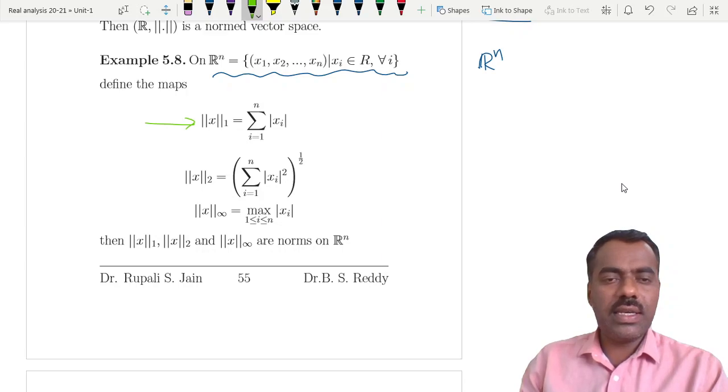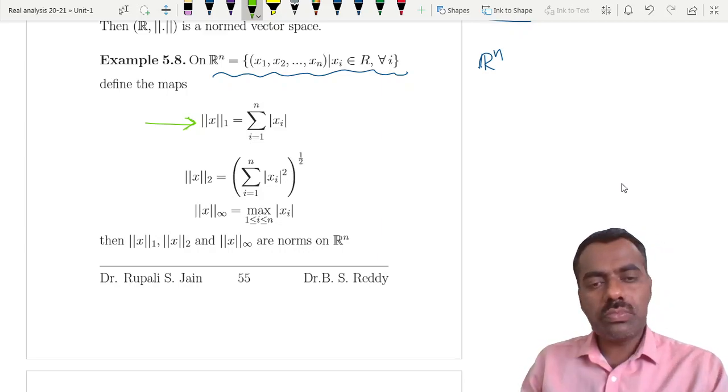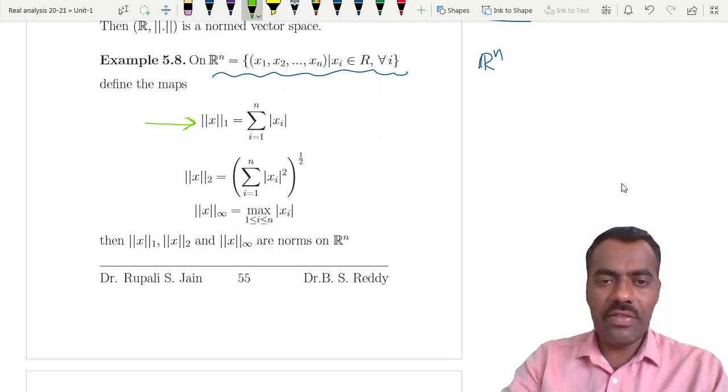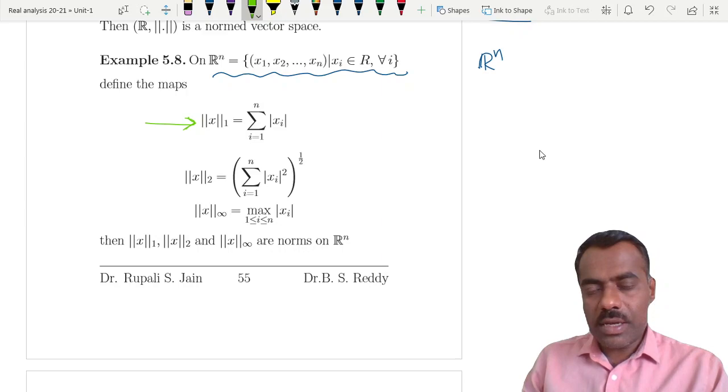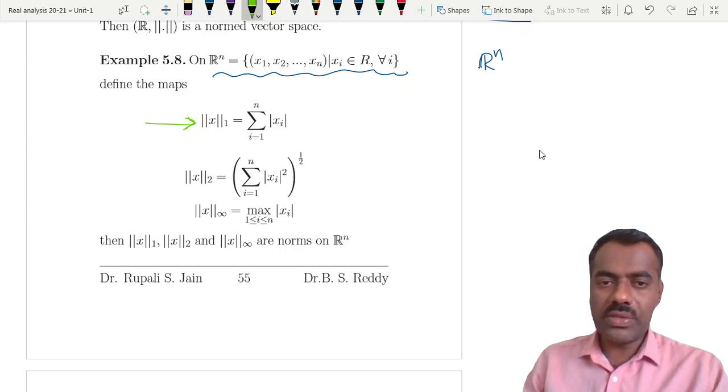One is this norm 1. Norm 1 is: take the absolute values and then take the sum. So the sum of absolute values of those coordinates is called norm 1. Then norm 2, this we already know. This is nothing but an extension of this. You take the sum of squares of those absolute values, then the square root of that. This is norm 2.